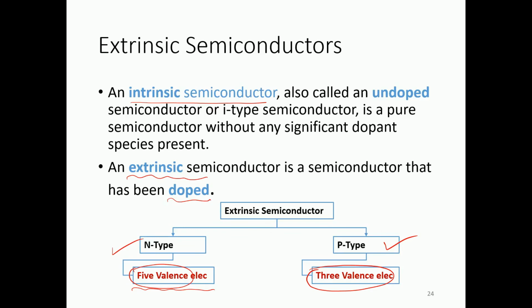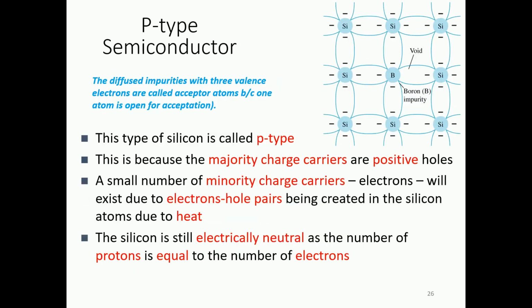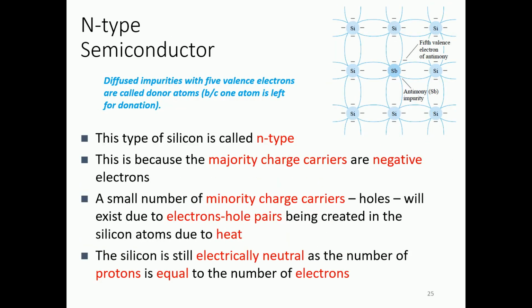Now let us look into these two types of extrinsic semiconductor materials. In the N-type material, we dope it with pentavalent atoms. The best way is to look at this example. We have a crystal lattice structure of antimony with the symbol Sb. Now what is happening over here? We took a silicon crystal lattice, so this is silicon, silicon, silicon, silicon, silicon, silicon.